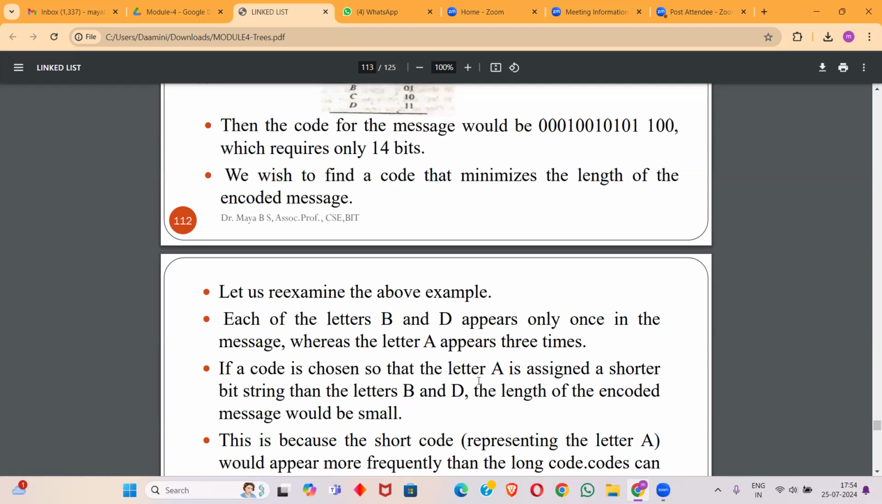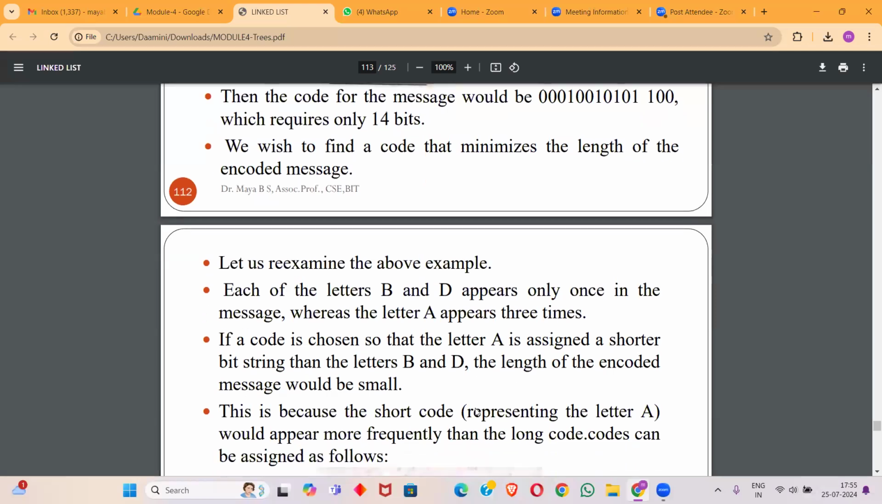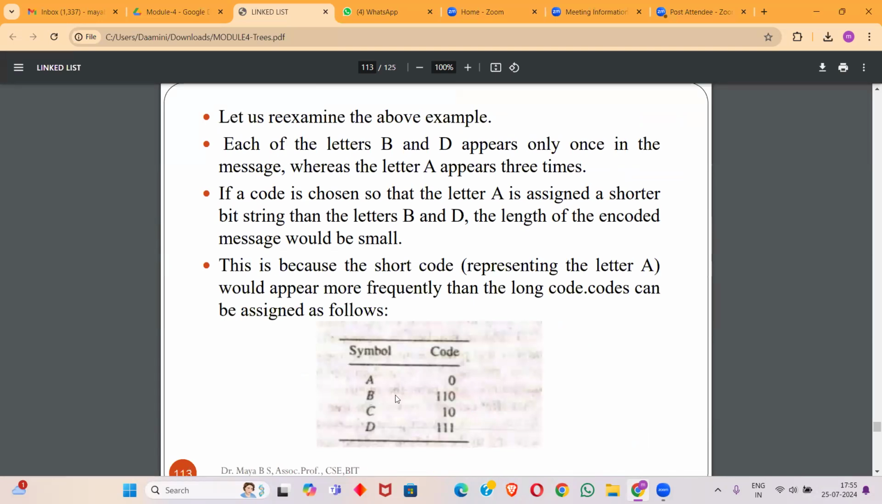That has to be taken into consideration while decoding those messages, as the length of the encoded message matters. If a code is chosen where the letter A is assigned a shorter bit string than the letters B and D, the length of the encoded message would be small. So now I am taking A to get 0, since it occurs three times, B to get 010, and C to get 10. D will be taken at random.